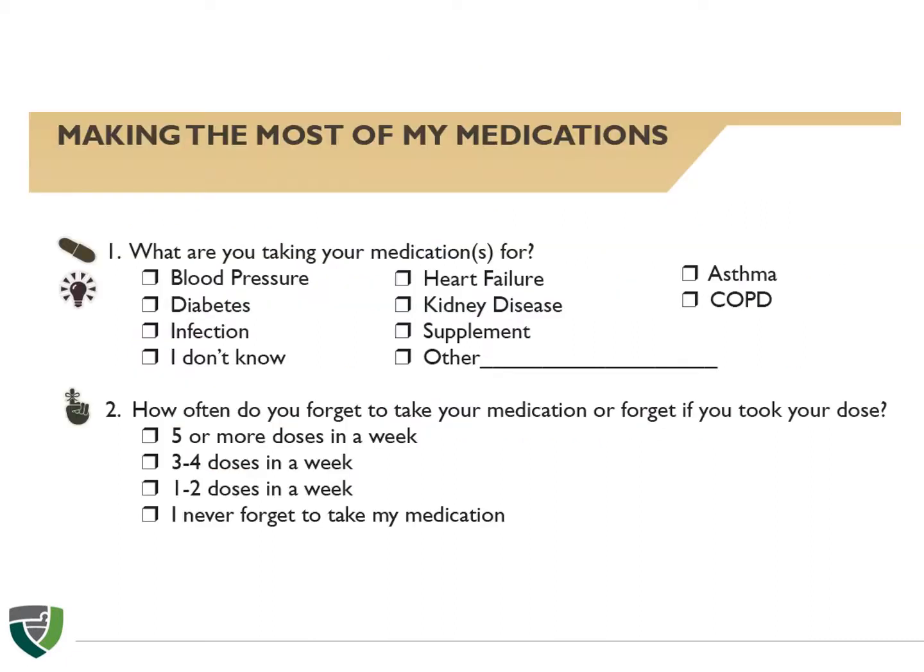So this slide shows the first half of the Making the Most of My Medications form. As you can see, it's very patient-friendly and first identifies what the patient is taking the medications for, and they're able to select multiple chronic disease states. It also has a screening question that will help give the pharmacist more information: how often do you forget to take your medications or forget to take a dose? This is one of the key screening questions for non-adherence.